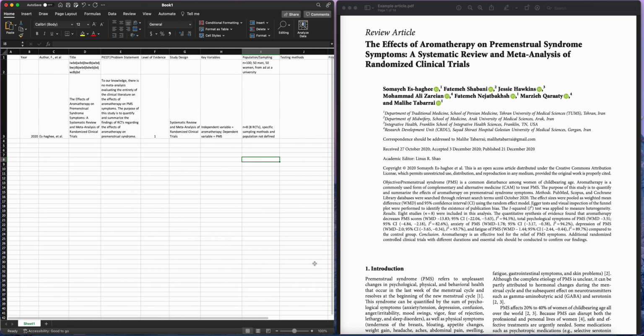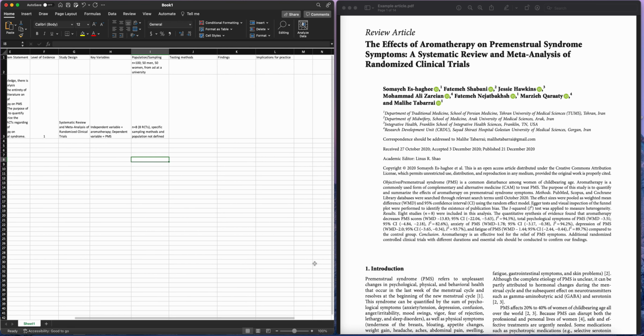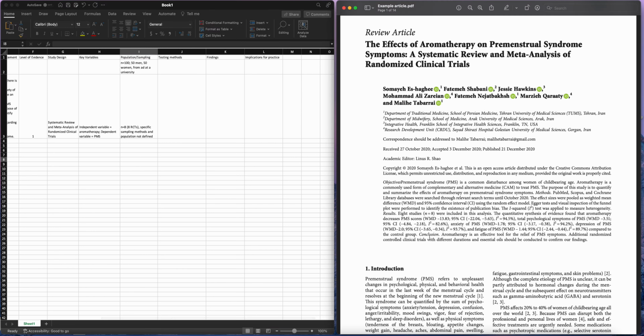Okay. Otherwise, if it were an RCT or a quasi or whatever, it would say n equals 100 women in this situation. 100 women from blank blah blah blah university or something.